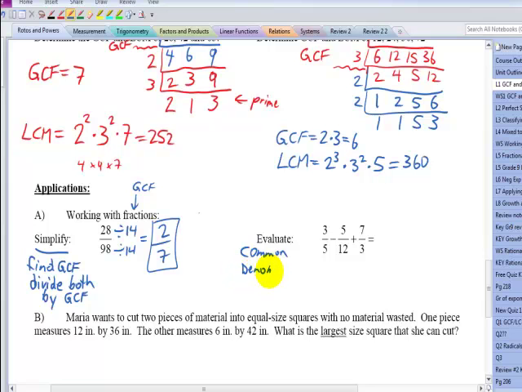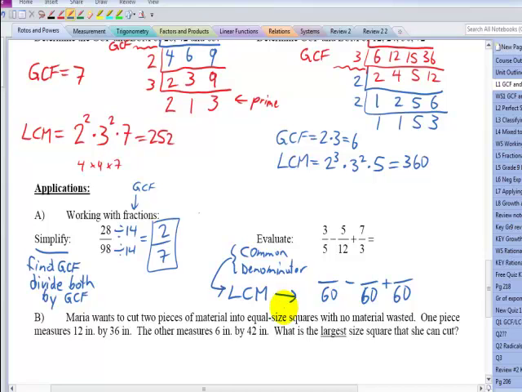So for this one, you want to find your LCM. So that is your common denominator. You've been doing this a long time. All right. So one for this would be 60. That's your LCM, your lowest common multiple, 5, 12, and 3.